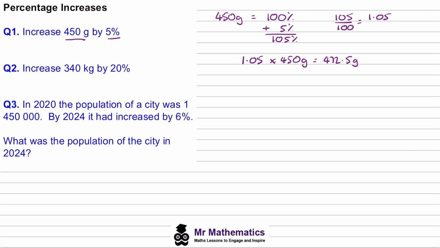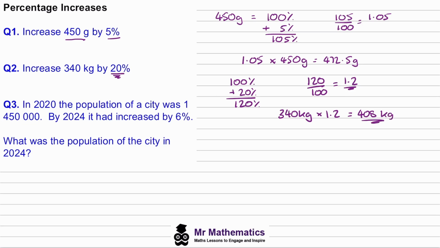So for question 2, we're increasing by 20%. So we add this onto the 100%, and we get 120%. We can convert this to a multiplier, so we divide the 120 by the 100, and this will give us a multiplier of 1.2. So our calculation is 340 kilograms multiplied by 1.2. We can work this out and we get 408 kilograms. Okay? So perhaps you want to try question 3.